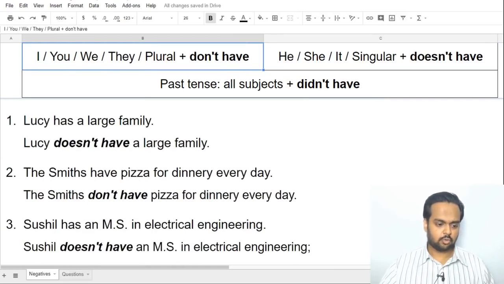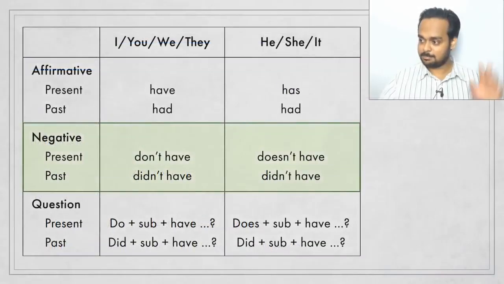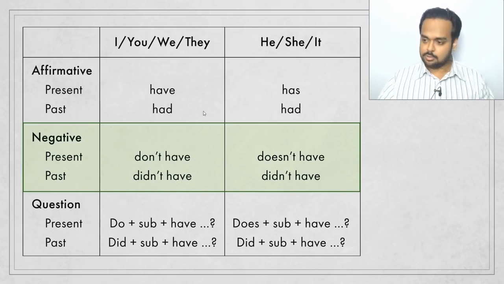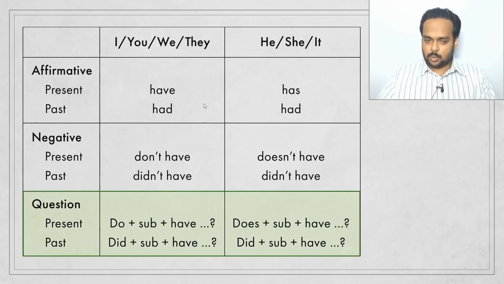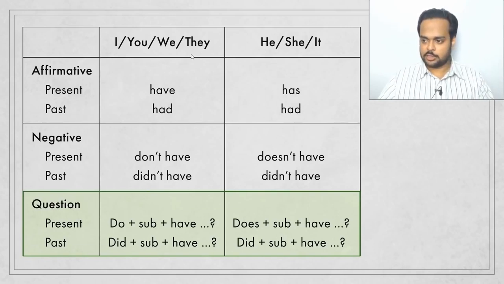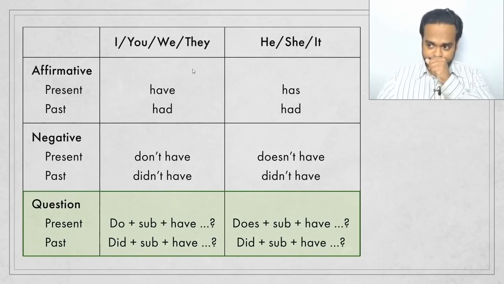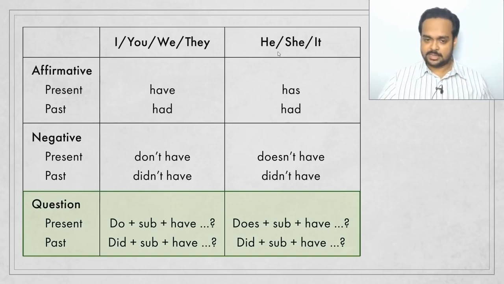So now let's go back to our form chart. And I'm up here again. Now we're going to move on to question forms. With question forms, once again, we use the verb do. But now you see that the verb do is right here at the beginning. So we start with do, and then we put the subject of the sentence. The subject is just I, you, we, they, or plural, or he, she, it.